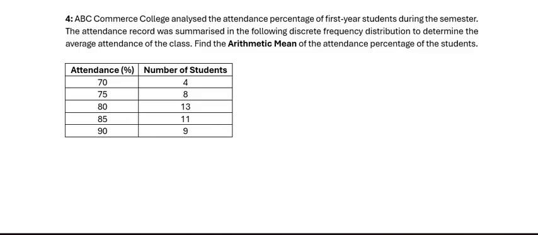So attendance percentage is mentioned on the left side, and on the right side we have the number of students who are getting it. So 70%, 75%, 80, 85 and 90% is the attendance, and the number of students here is 4 plus 8 plus 13 plus 11 plus 6. So make a total of it so that we can find out the total number of students in this list. How are we going to solve this? Let us understand.